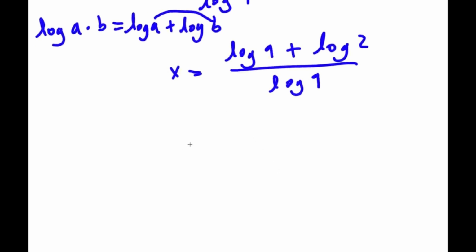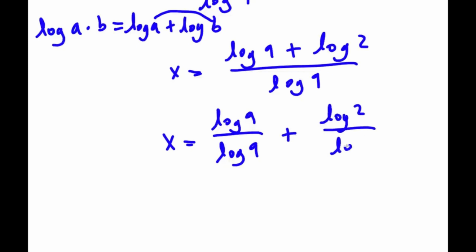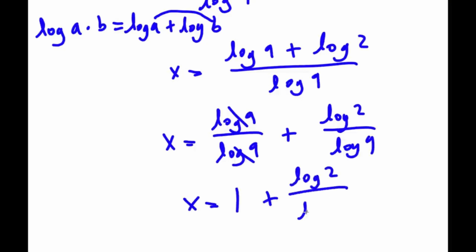And now, this is the same thing as log 9 over log 9 plus log 2 over log 9. All I simply did was divide this into two parts, because remember, if you add these again, you'll simply get log 9 plus log 2 over log 9. So now, log 9 over log 9, these two would cancel out, so this is the same thing as 1. So I have 1 plus log 2 over log 9.